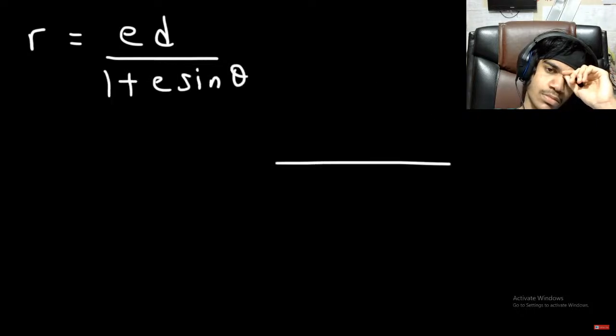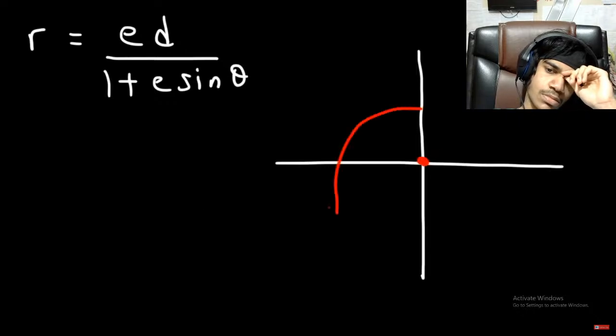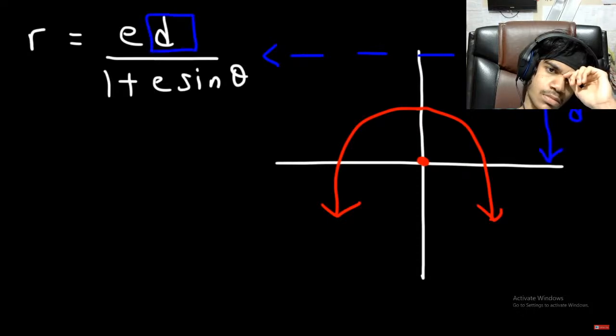Now, there's four variations that you need to be familiar with. So here's the first one. r equals ed divided by 1 plus e sine theta. The origin, also known as the pole, is going to be the location of the focus. For this particular graph, it's going to open downward, towards the focus, and above it you have the directrix. The distance between the directrix and the focus is known as d. And so that's the d in this equation. e is the eccentricity.